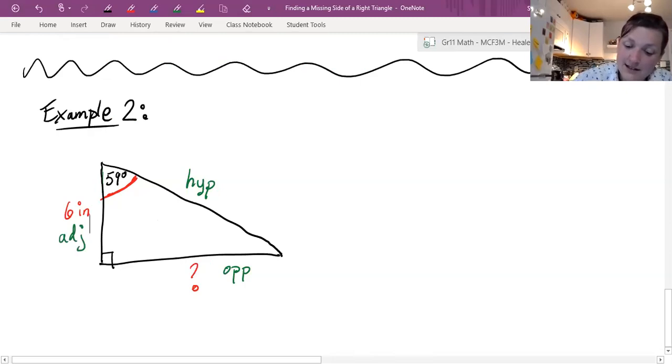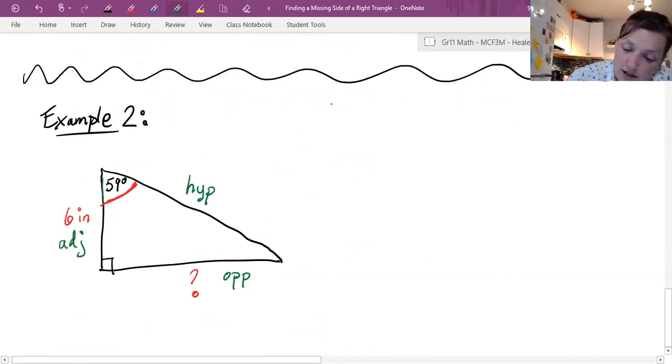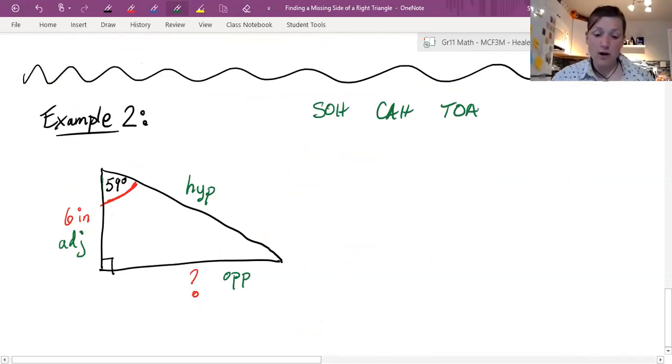Excellent. Okay, step 2, remember, is figure out which trigonometric ratio, sine, cosine, or tangent, would be the most useful to us. We have to think about the side we already know and the side we want to find. So I'm just going to rewrite SOHCAHTOA to help us out. The side we want to know is the opposite side, and the side we already have this time is the adjacent side. So we go through SOHCAHTOA and see which one of those has opposite and adjacent. So it's TOA, which is tangent.